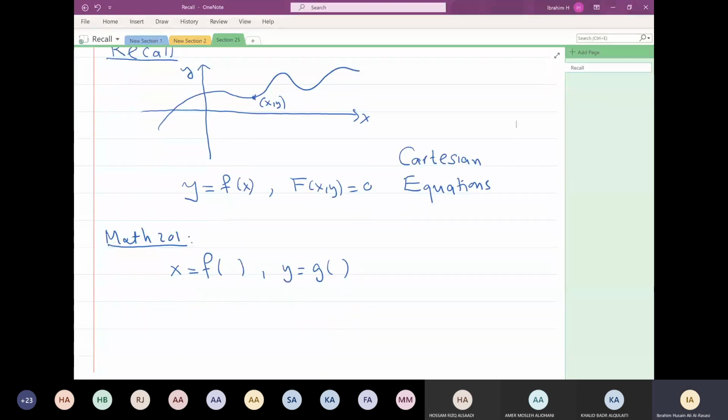Usually we take the new variable to be t. This is the standard name, t. So we express the x coordinate and the y coordinate of an arbitrary point as a function of t, and y as a function also of t. This new variable t is called a parameter. And the two equations are called Cartesian or parametric equations.